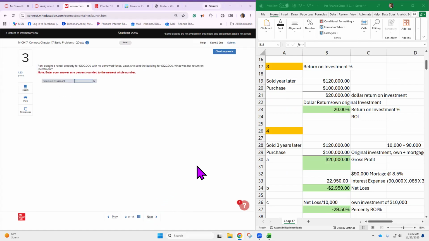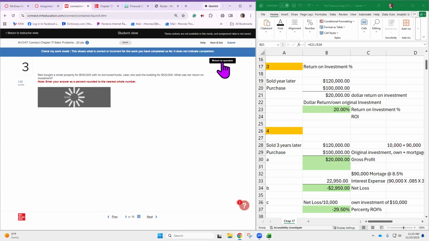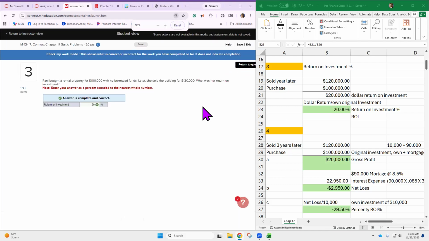So now Ranny bought a rental property for $100,000. So the purchase is $100,000. Later, she sold the building, with no borrowed funds, for $120,000. What is her return on investment? So she had a profit of $20,000. $20,000 divided by the original amount of $100,000. So once again, this should be a 20% return on investment for that problem.